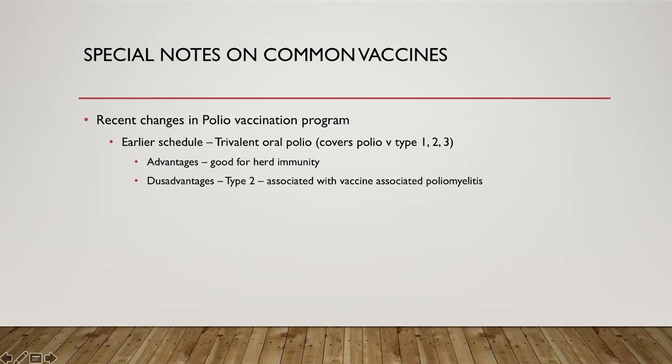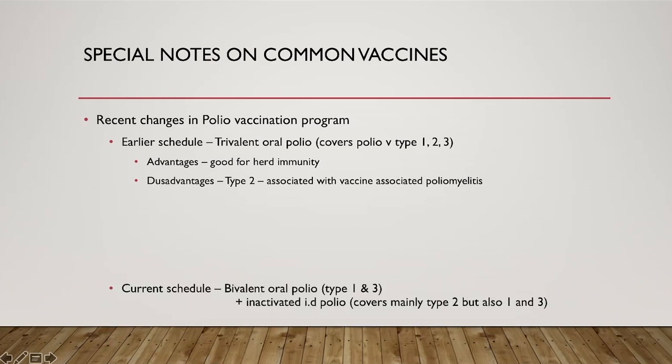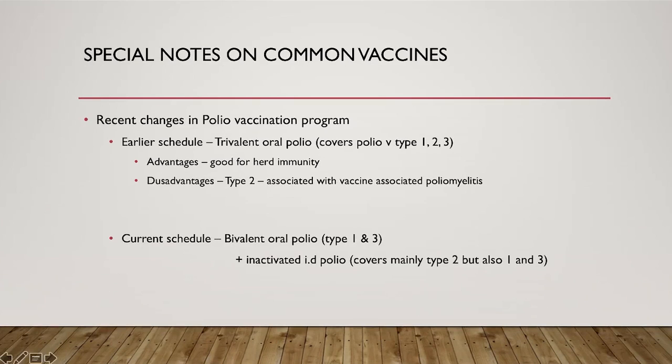But the disadvantage, sorry, there's a spelling mistake. The disadvantage was the type 2 vaccine. So the type 2 particle of trivalent oral polio has been associated with vaccine associated poliomyelitis. Okay. The trivalent is type 1, 2, 3. The type 2 particle is associated with vaccine associated poliomyelitis. Therefore, the current schedule uses a bivalent oral polio vaccine which covers only type 1 and 3. So type 2 is not covered in the oral polio program.